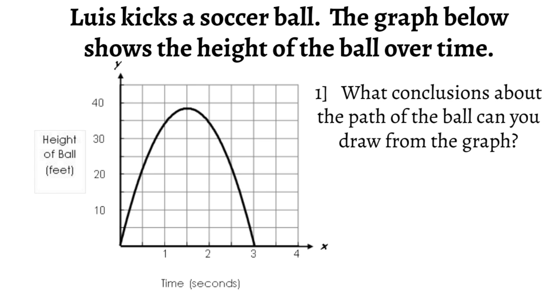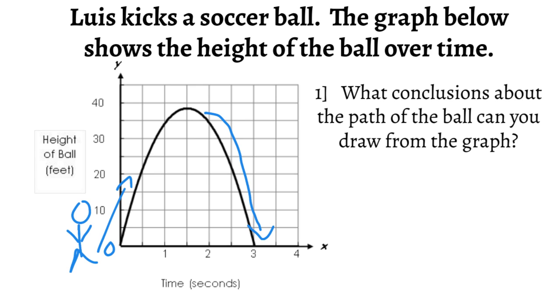Does it make sense for, I don't know, Luis to be standing here? I'll draw as best as I can a Luis guy kicking a soccer ball. Does it make sense that he can kick the ball and then eventually the ball will follow a specific path? Okay? The x-axis represents how much time, the y represents how high off the ground it is in feet. And then once you have an understanding of it, let's answer this question.